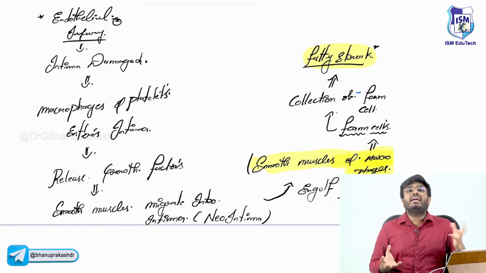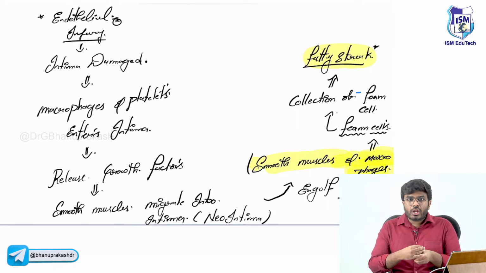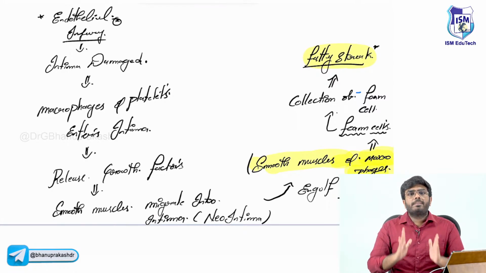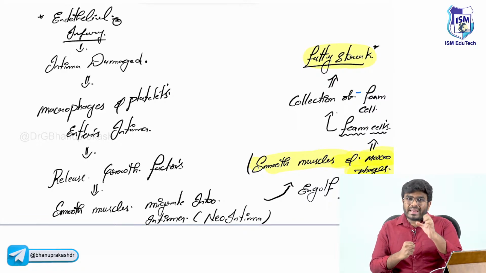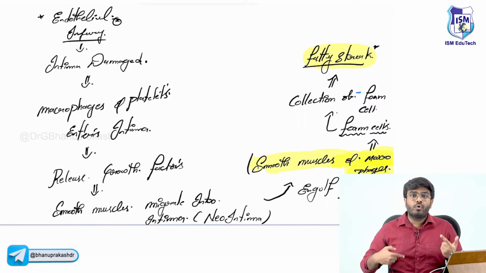Now they start to engulf, they start to take the LDL cholesterol which has leaked into the vessel wall. Because of the endothelial injury, not just the LDL cholesterol, even platelets, RBC, WBC, many things will start to come into the blood vessel. But the macrophages and the smooth muscles will start to engulf the LDL cholesterol and they become foam cells.